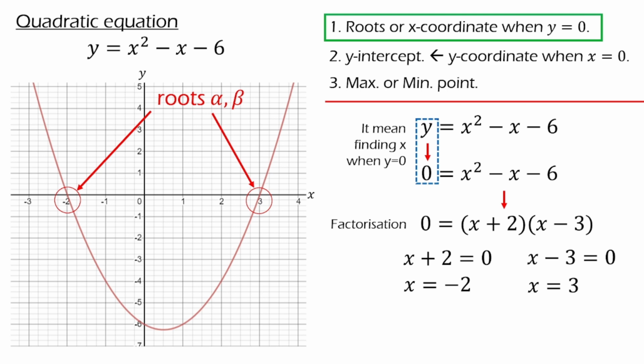What do these two values actually mean? It means that when our x is -2, then our y is 0. Same goes for when our x value is 3, our y is 0. This is also reflected in the graph.